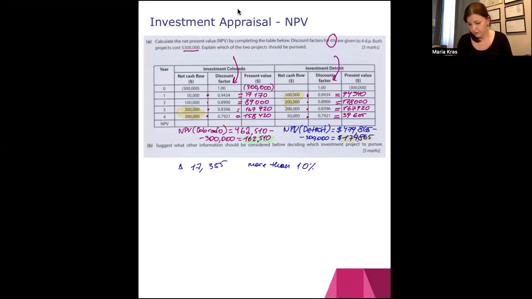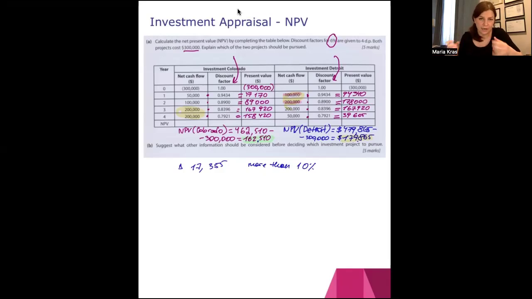We haven't calculated it, but I think you could see already that in 2 years you would get 300,000 back. So your payback period is 2 years here, while with Colorado, you would actually receive your full, you would recoup your original investment during the 3rd year. So in fact, it's 2 years and 9 months.